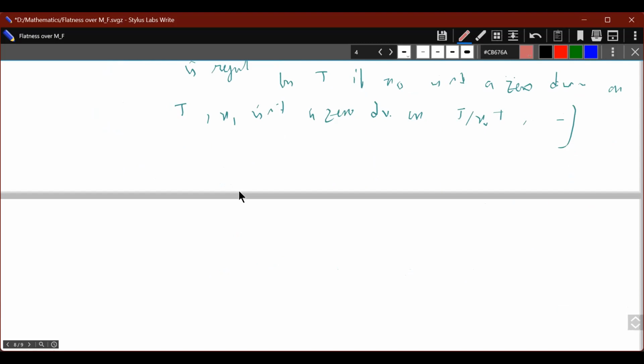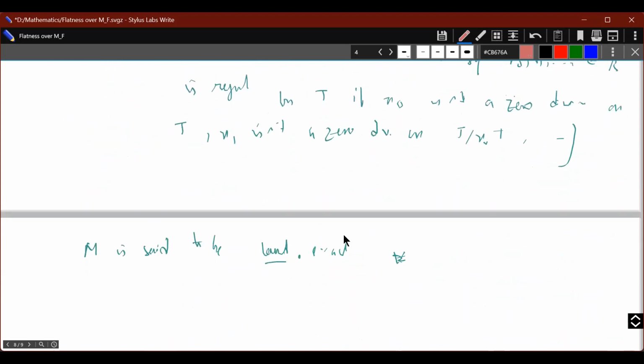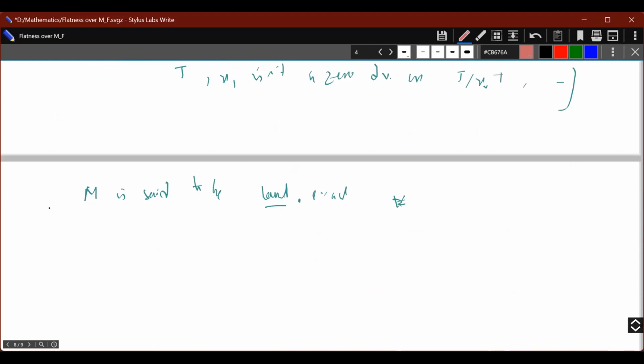Continuing from the definition, M is said to be Landweber exact. Not to say L exact because we're already using L for the other objects. So the deal is that for all Landweber exact L modules T, we get a homology theory.